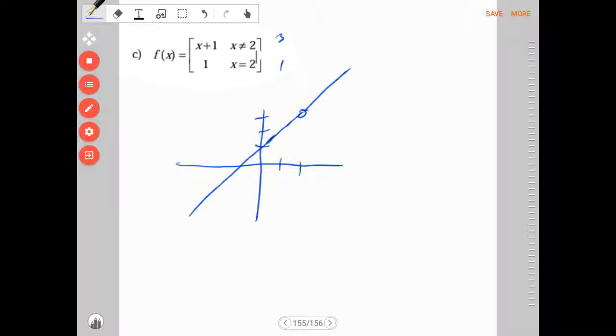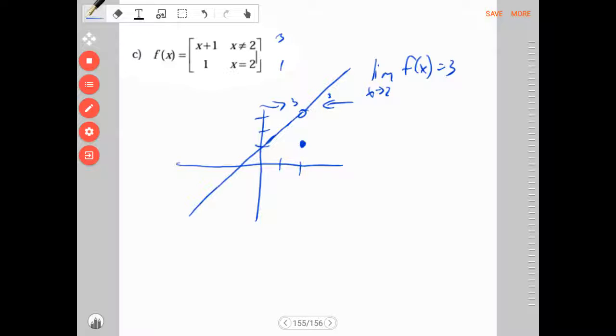When x equals 2, y equals 3-ish. Remember, we can't actually equal 2 there. So we have this hole, and then when x equals 2, y is 1. So in this case, as we approach 2 from the left, we approach 3. As we approach 2 from the right, we approach 3. So the limit as x approaches 2 of f of x equals 3. See, this time the limit exists, so this one doesn't break rule 2.